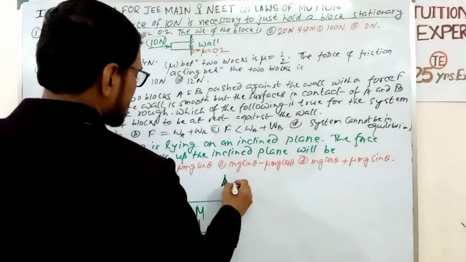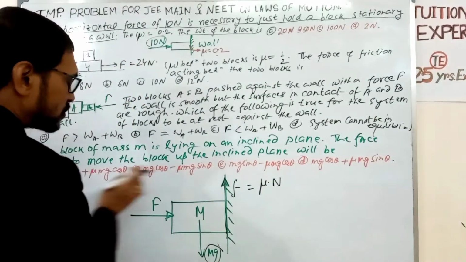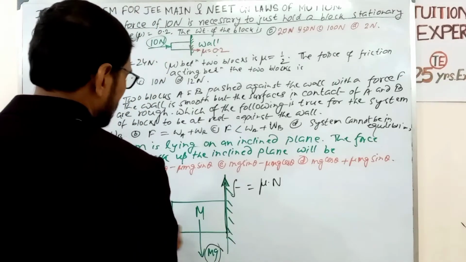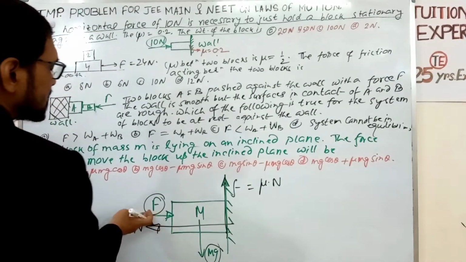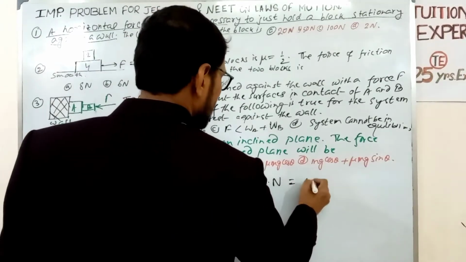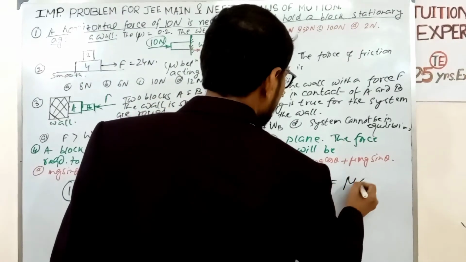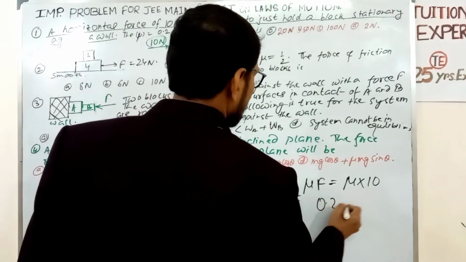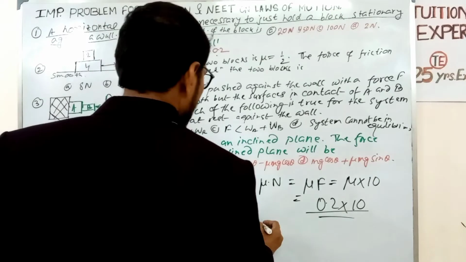So what is friction? Friction equals mu into normal reaction. Here the normal reaction is not the weight. Normal reaction is always normal to the surface. So this will be the normal reaction, which is equal to F, because this is action, so this is reaction. So N equals F, the applied force. Now what is the force applied? Force is 10. Now mu equals 0.2, so friction equals 0.2 into 10. So this is the friction force. This friction force prevents the block from falling.